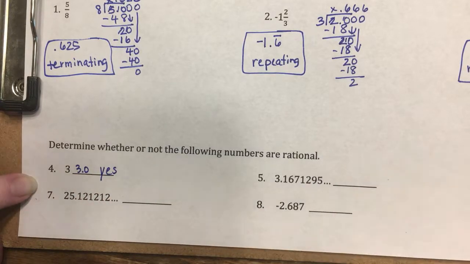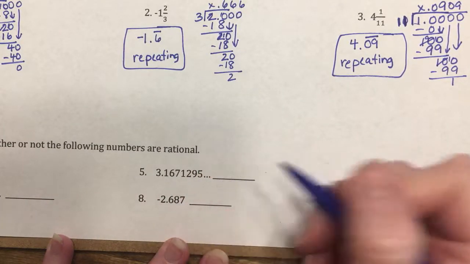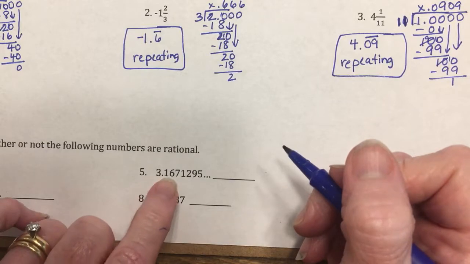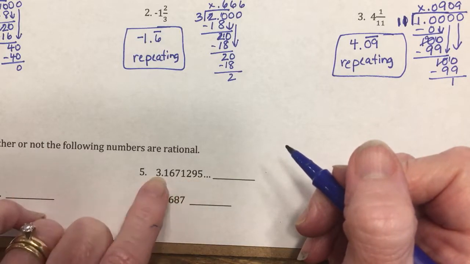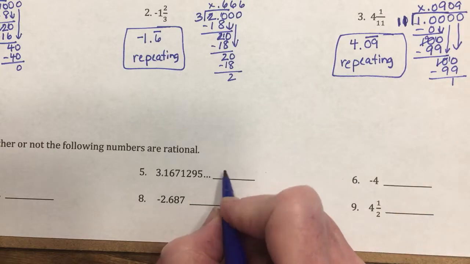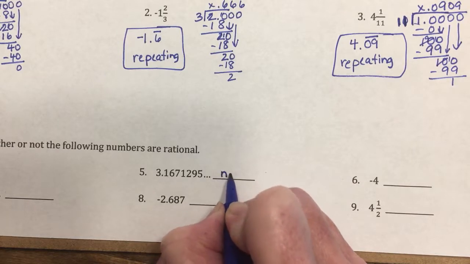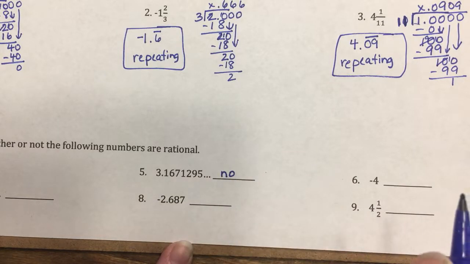All right, how about this one? 3.1671295... All right, well, it's obvious these numbers aren't repeating, and then the ... tells me it's not stopping. So is this rational or not? Well, I would say nope, it's not rational, okay? Because I don't have a fraction, I don't have a terminating decimal, and I don't have a repeating decimal.